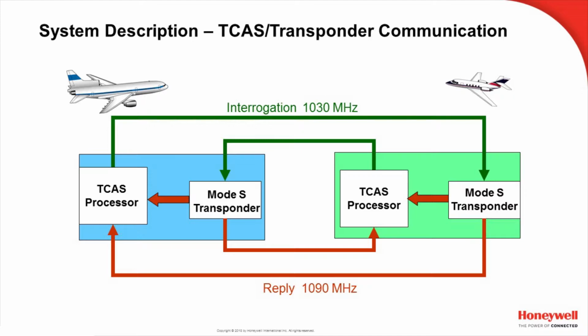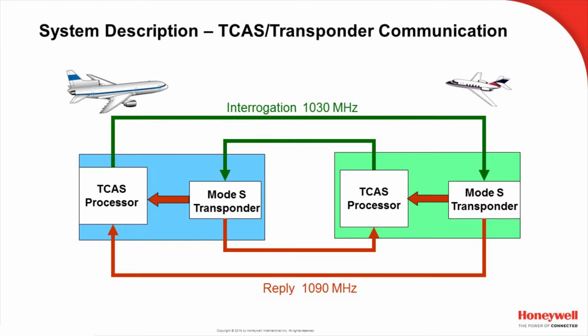So based on the interrogation time and then the resulting reception of a reply, we're able to measure the distance of the other aircraft. We'll also look at the phase differences in the received signal, which will determine bearing. We'll talk more about that later.